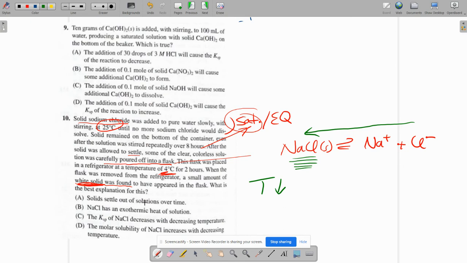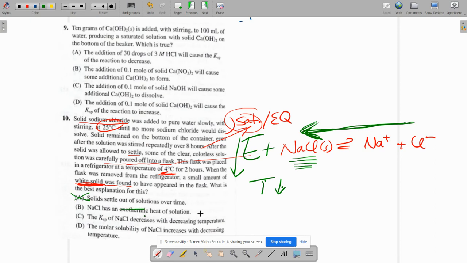So what does that mean? Solids settle out of the solution over time. I wouldn't say that can happen, but that's really more of a phenomenon of the equilibrium shift. NaCl has an exothermic heat of solution. Well, let's see what happens here. As temperature decreases, it shifts this way. So I would say that the energy has to be on this side, meaning endothermic, because when the temperature decreases, that would indeed cause the equilibrium to shift this way to replenish that. So in fact, it's not exothermic, it's endothermic.